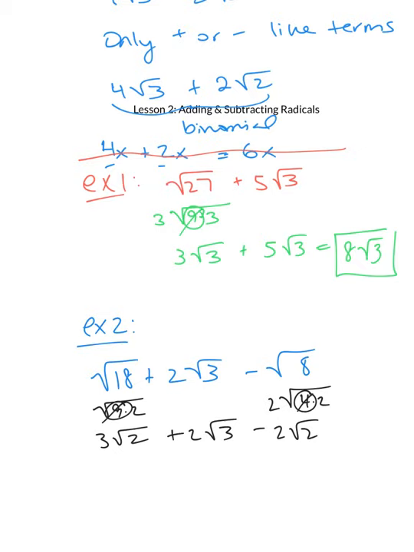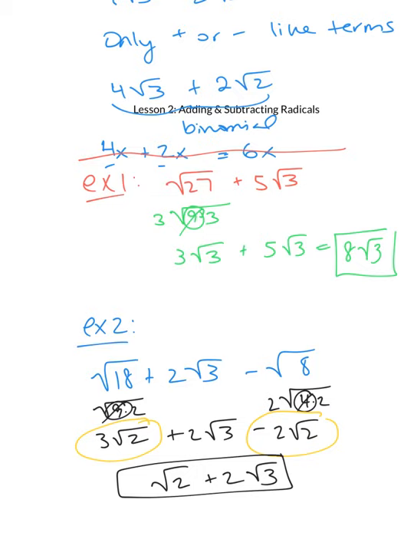Now I can go through the 3 terms and see which ones are like terms that can be combined. 3 radical 2 can be combined with negative 2 radical 2. They both contain radical 2. That's going to be 1 radical 2, which is just radical 2, the square root of 2. We don't write the 1 in front, just like we wouldn't write 1x. You would just write x, you would just write square root of 2. And then bring down plus 2 square root of 3. And your answer is a binomial.